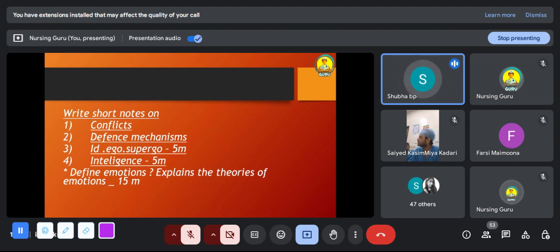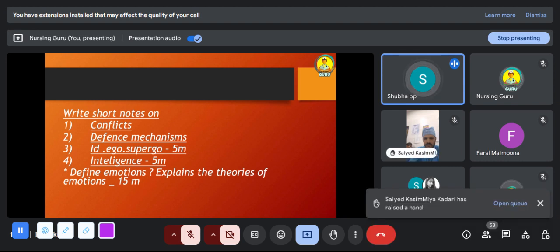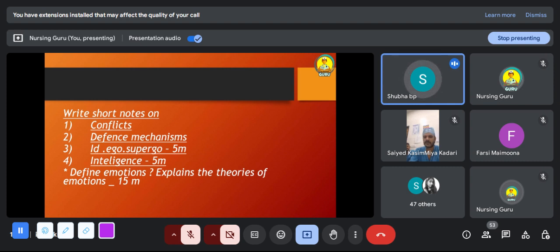Here you need to write the definition, purpose, characteristics, and the difference between ego and super ego. Ego and super ego are different, so you need to write the difference between them. The next question they may ask for 5 marks is intelligence. As I told you when I was explaining the syllabus, intelligence is a very important topic. So you can expect a 5 marks question from intelligence.